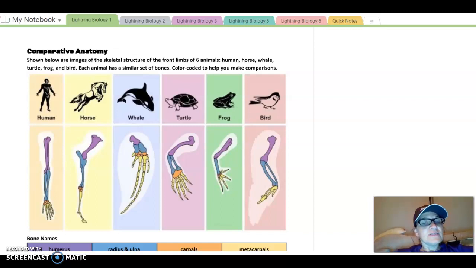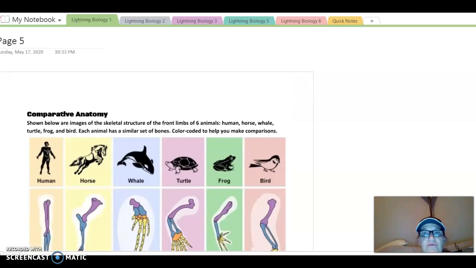In this example, we're going to have you interact with the evidence of comparative anatomy in a few different ways. First, we're going to show you the forearm, or the front limb, of 6 different organisms: the human, horse, whale, turtle, frog, and a bird. If you look at these images, you'll see that we color-coded them in order to show you the different bone structures, so the different actual anatomy.